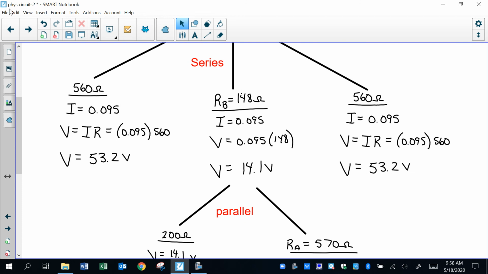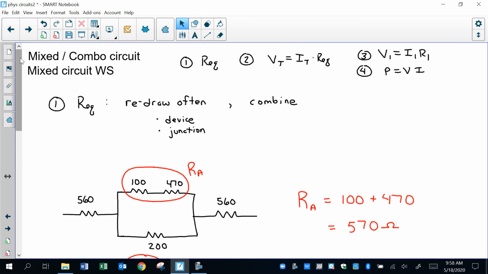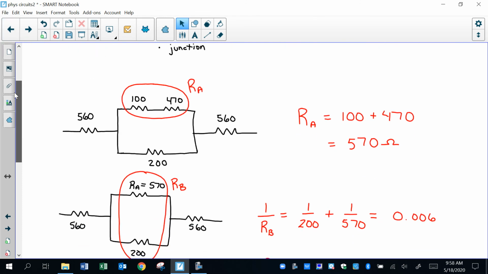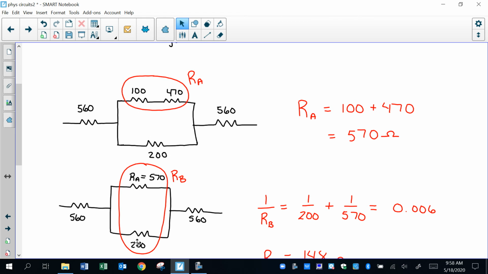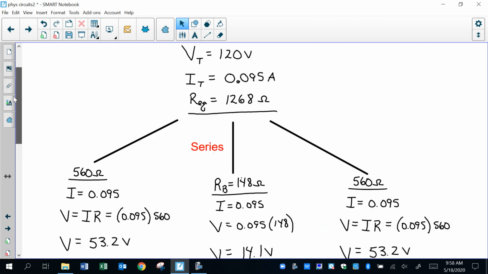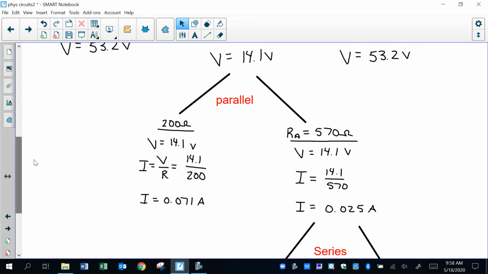What was RB made up of? If you forget, you go back a slide. RB was made up of these 2 things in a parallel, a 200 and a 570. So there it is. There's my 200, there's my 570. They're in parallel, which means that they're going to share voltage. They're not going to share the 120 volts. They're sharing the voltage of that particular branch. So 14.1 gets pulled down here, 14.1, 14.1. Using R that's given, I got my currents.